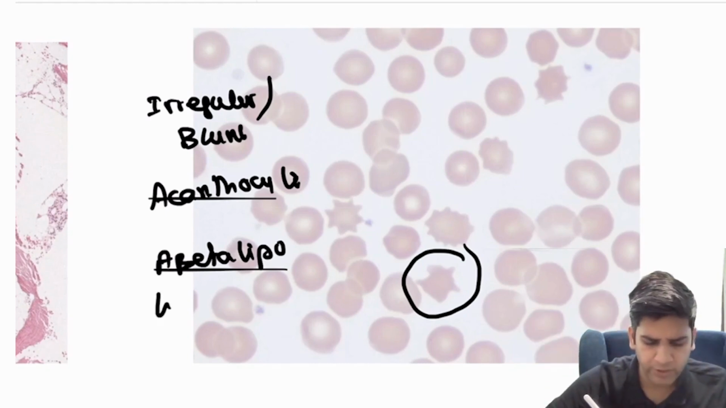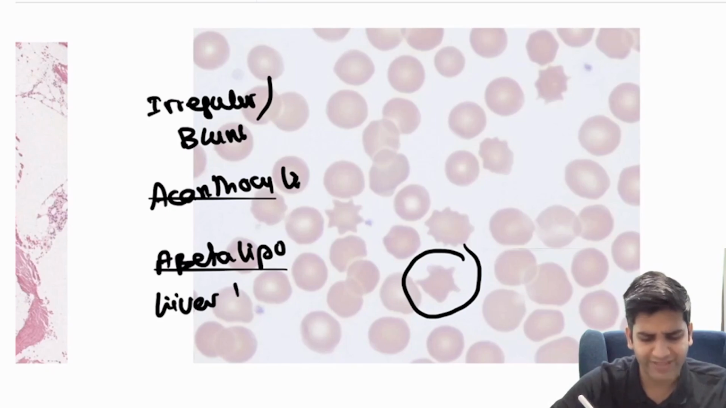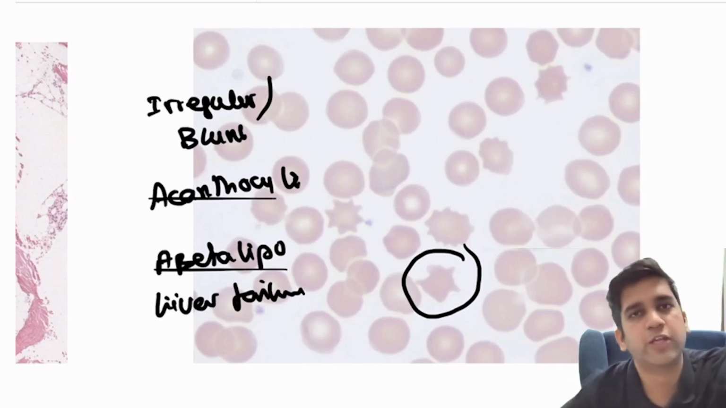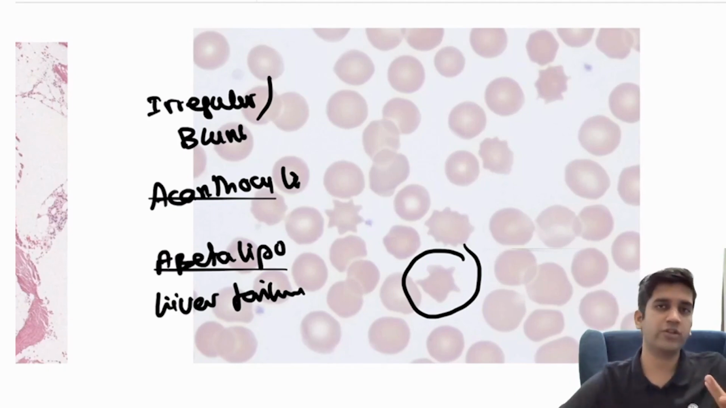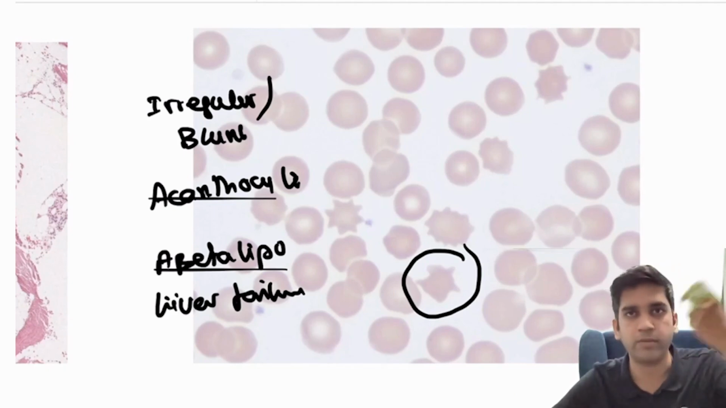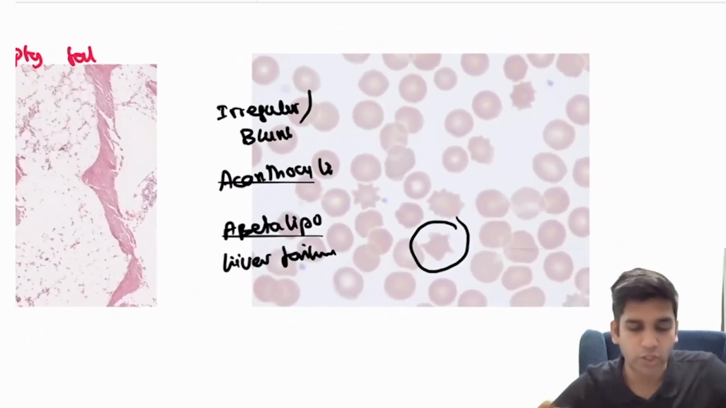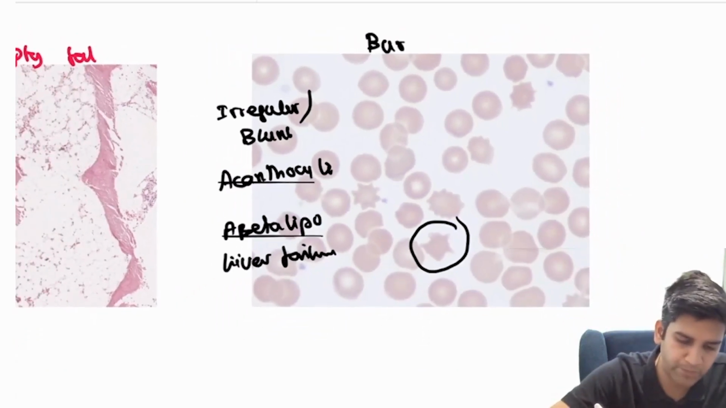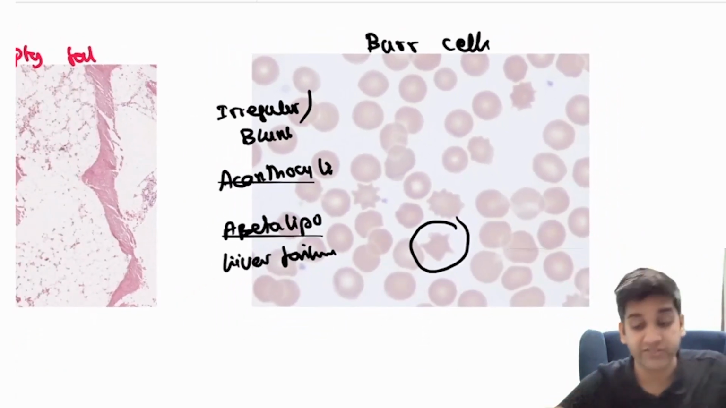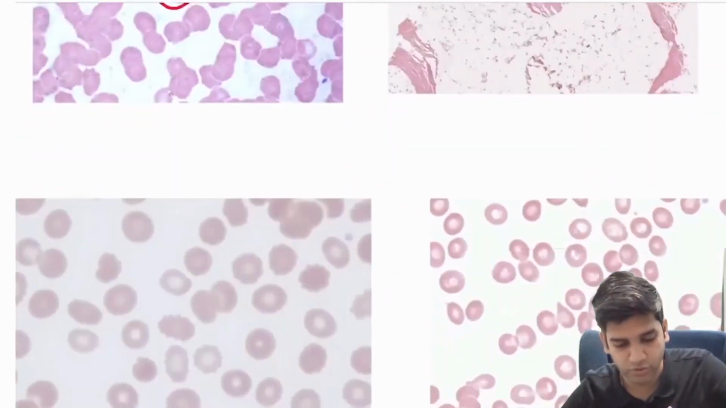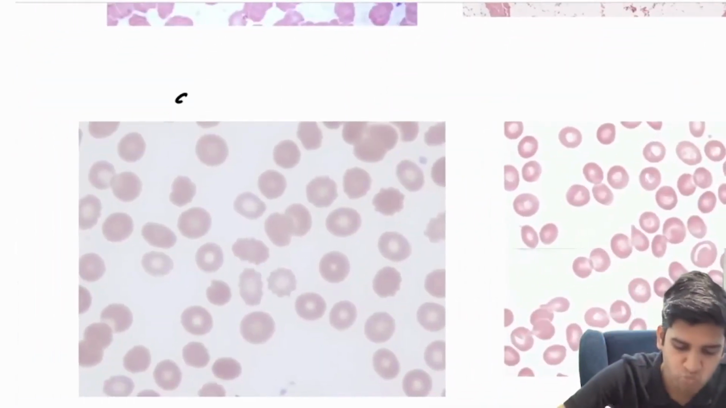At the same time, this can also be seen in patients with very severe liver failure, because in liver failure the lipoprotein cannot be used properly, so you end up with the same problem: irregular spikes, acanthocytes. They have one more name for this: these are also called burr cells, right? It's a very high yield slide. Just look at this before the exam, right?